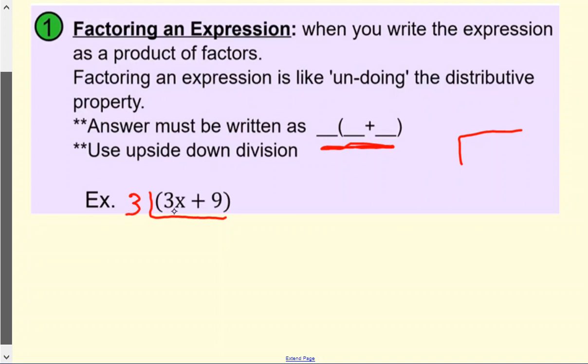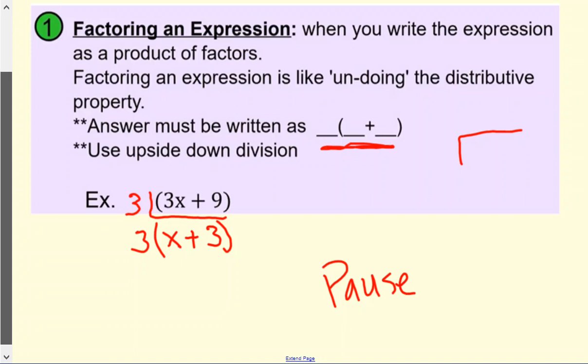So if we divide 3x by 3, that will leave us with 1x, and 9 divided by 3 will leave us with a positive 3. Okay, so in this one, our factored expression would be 3 times x plus 3. So again, we're going to focus on this upside down division method, and our goal is to pull the biggest number out of the expression that goes into all the terms in the expression. Okay, so go ahead and pause now. Make sure you get these notes and example written down in your math notebook.